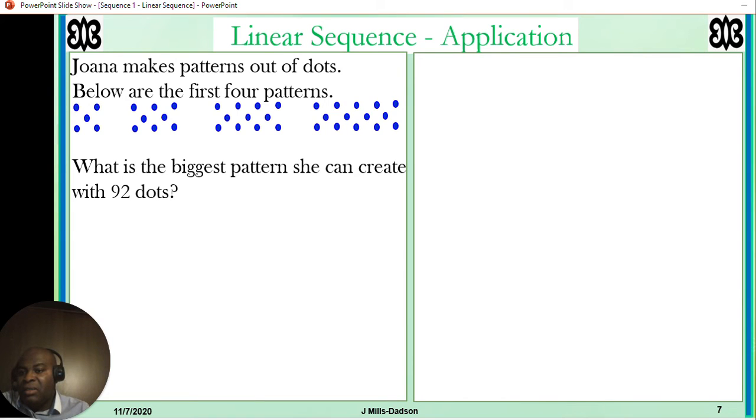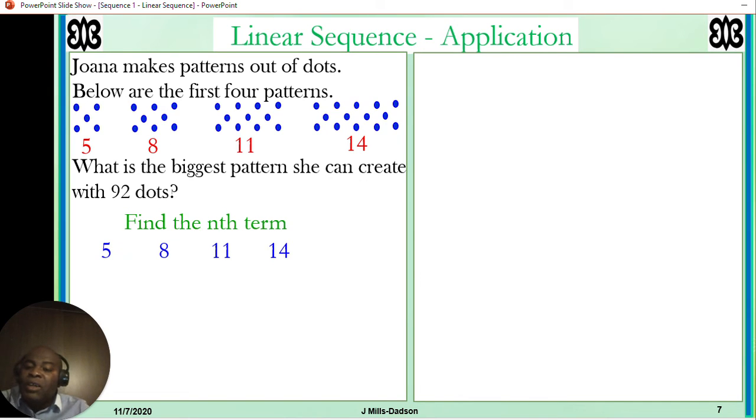Now, this kind of question, the first thing is to change the dots into numbers. So we count the number of dots in each pattern. So we have 5, 8, 11, and 14. You need to take your time to count carefully, because some people, what they do is, oh, this is 5, it looks like double 10. No, be very careful and take your time to count. Now from the sequence, try to find the formula, the nth term. You should by now know the steps in finding the formula.